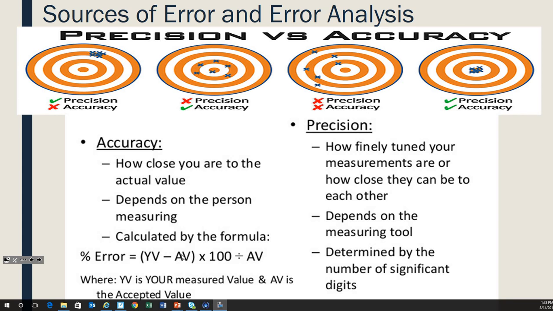I call this percent error, and we'll bring percent error in later. It's what you got minus what you should have got, times 100, divided by what you should have got. So that's the redneck way to remember it.